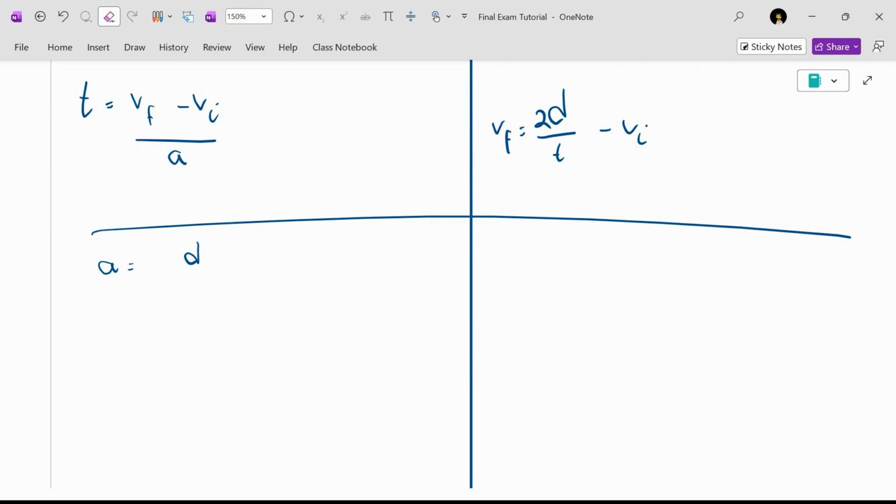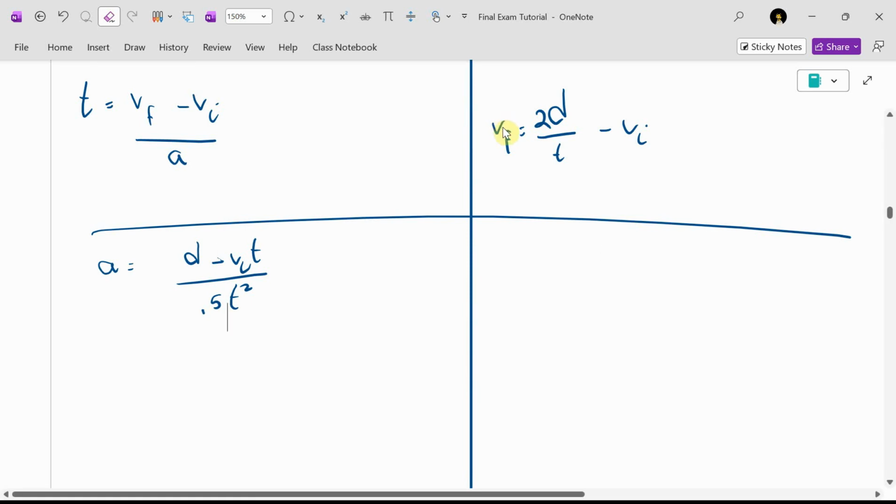What else is on the same side as the A? A VIT. I treat that as one term. How will I move it over? How do you know? Because it's adding. So the D would drop down, Kara. I would minus the VIT, and I would divide by the 0.5 T squared. If I was making up wrong answers, a plus sign here: D over 0.5 T squared plus VIT. I can mix and match this quite a bit.